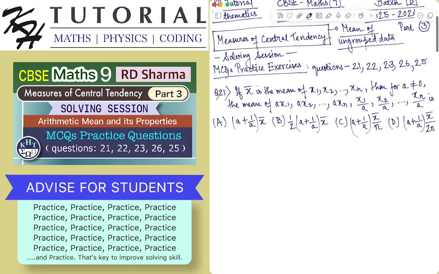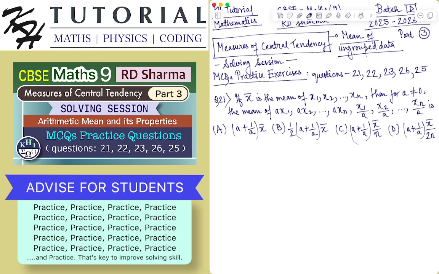Question number 21 says, if x bar is the mean of x1, x2, xn observations, then for a not equals to 0, the mean of a into x1, a into x2 and a into xn, and then again x1 by a plus x2 by a and then xn by a is.